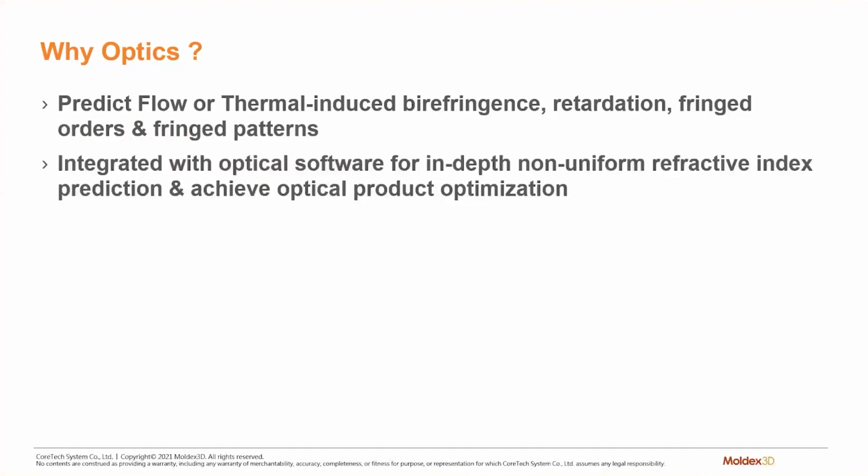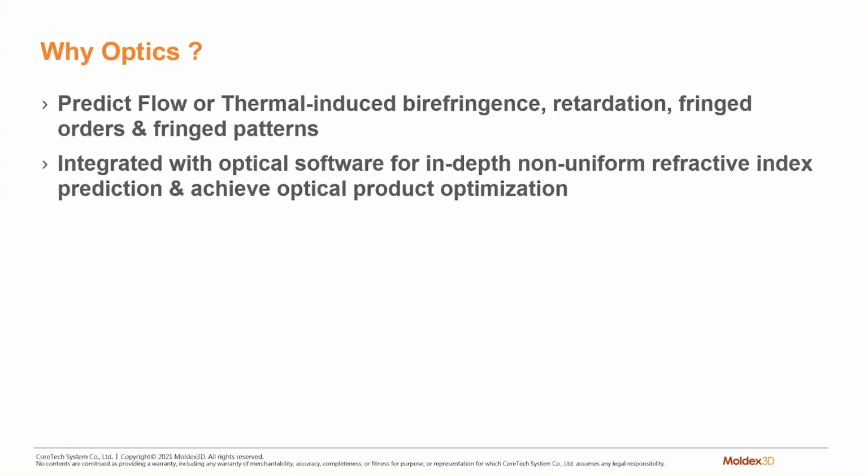As we can see in the why optics is needed in automotive industries. Basically, it helps user to predict flow, or we can say like a thermal induced birefringence, refractive index, and predict and achieve the products more optimizely.